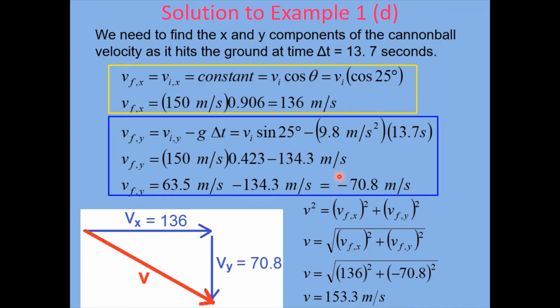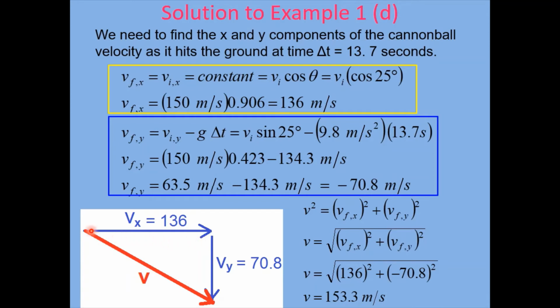The velocity was initially upwards, but of course the cannonball went up, stopped, and then came down. So here is our Y, or vertical velocity component of the cannonball. When it strikes the ground, it is going 70.8 meters per second, but this arrow, remember, is pointing downward, reminding us that it's falling.